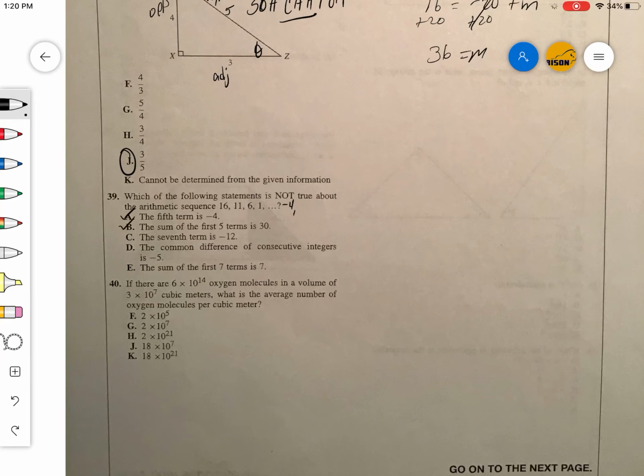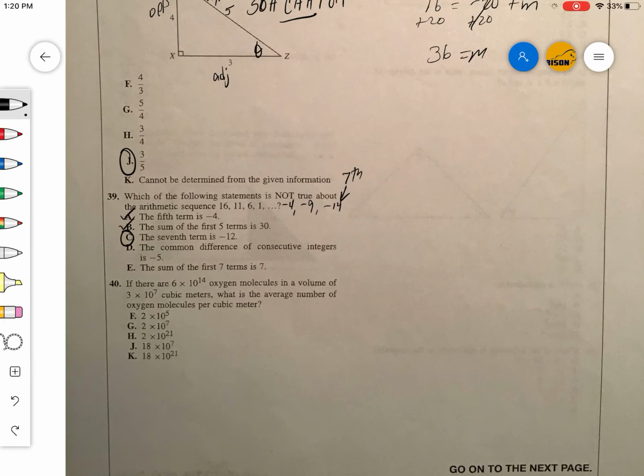The seventh term is negative 12. Well, let's do a few more. Negative 4 minus 5 would take me to negative 9. Negative 9 minus 5 would take me to negative 14. So this was 1, 2, 3, 4, 5, 6. That's the 7th term. Okay, the 7th term is negative 14. This one says the 7th term is negative 12. So that's probably the answer.